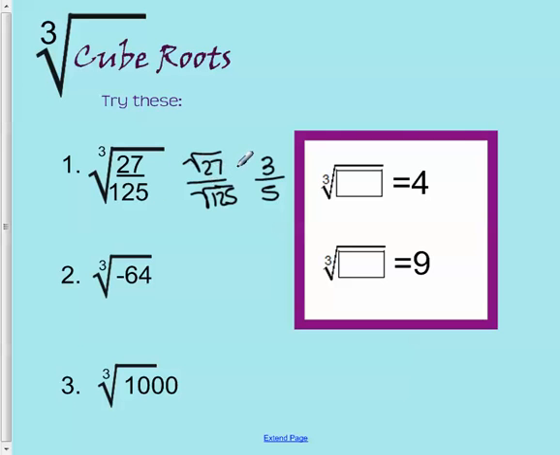So the square root of, or excuse me, the cube root, I should put cubes here, I'm sorry about that, of 27 is 3, and the cube root of 125 is 5. What number times itself 3 times gives us negative 64? If I have a negative times a negative times a negative, it does in fact equal a negative. So negative 4 times itself 3 times will give me negative 64.